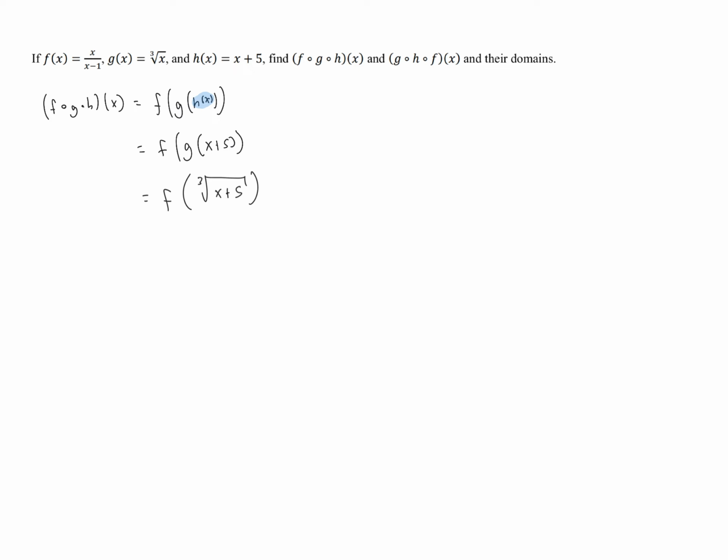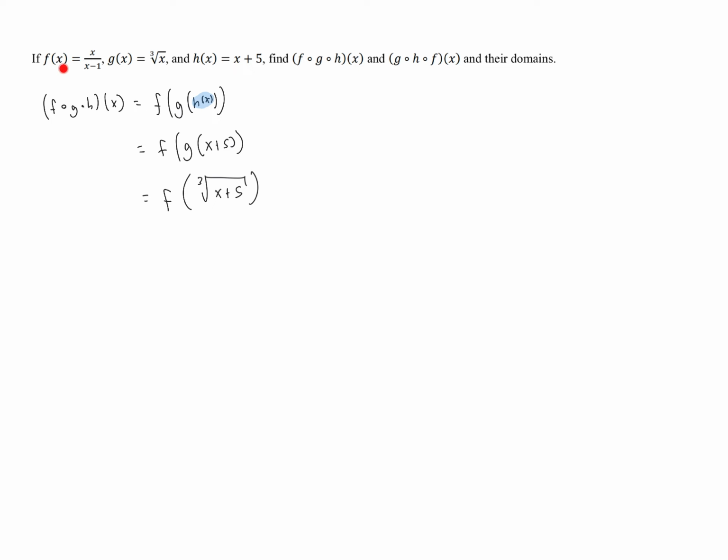And if we want to think ahead a little bit about what's going on with the domain, so far there's no real issues here because we can always add 5 to anything, and we can always take the cube root, whether it's positive or negative. So there's no issues so far. The only domain issues might come in when we apply f.